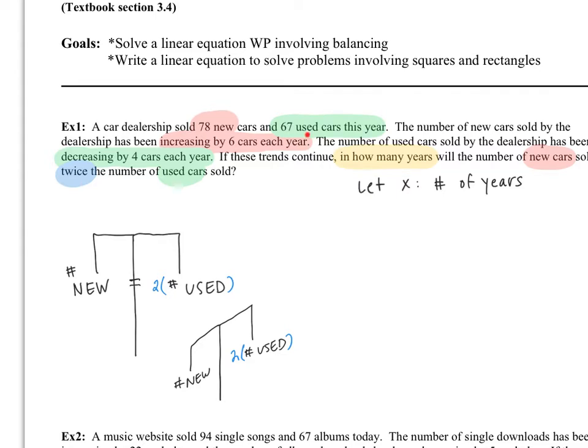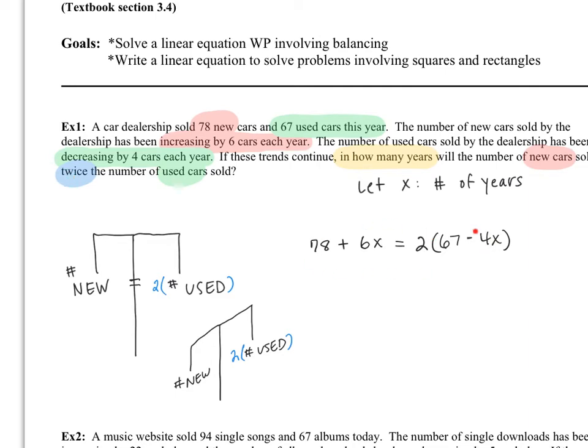Now I can start including my numerical information. My new cars started at 78, and I'm adding to that 6 cars each year, where x represents the number of years. My used cars started at 67. It's decreasing by 4 cars each year, where x represents my number of years, but that's the number that I need to multiply by 2. Again, the reason for that is because there are more new cars than used cars, so to bring my scale back to even, I would need to put more weight on this side, and the weight factor that they give me is twice.